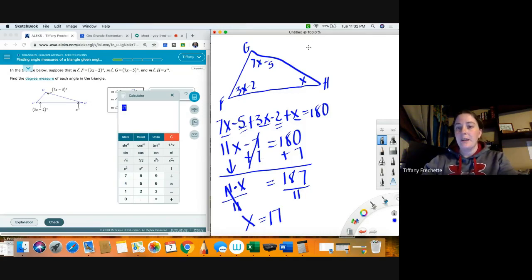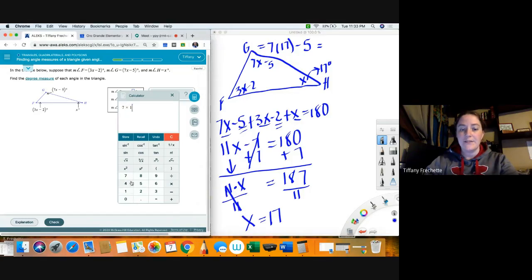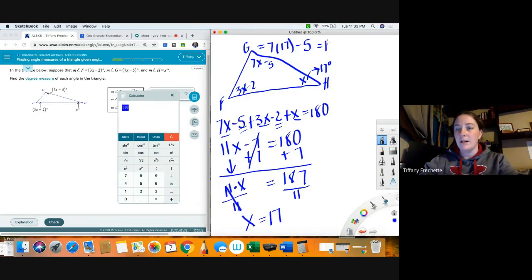All right, now we have to go plug it in. Again, they're not asking us what is x. They're asking us what are the angles. Now, by chance, this one is x, so this one is 17 degrees. H is 17 degrees. So G is going to be 7 times 17, oops, not plus, minus, don't know why I can't seem to write minus here, minus 5 equals. All right, so we have 7 times 17, and we get 119 minus 5. So we're just going to take 5 away, we get 114.